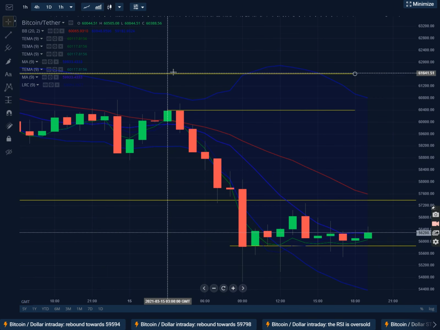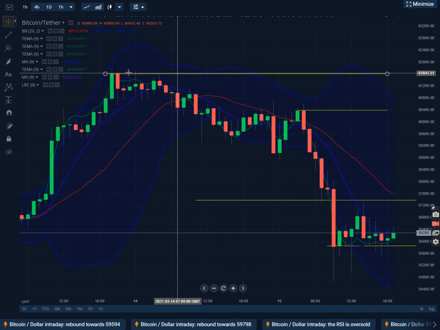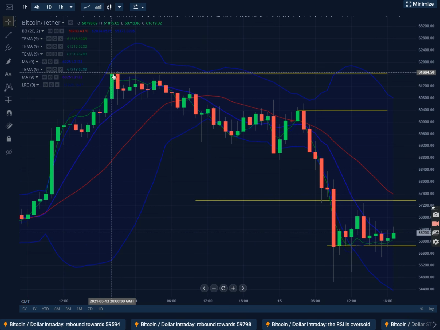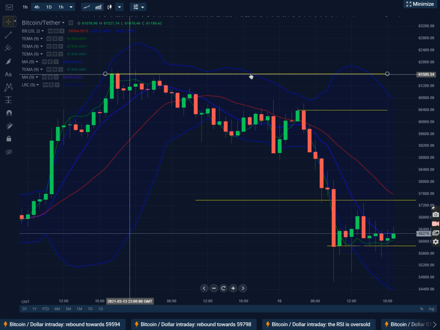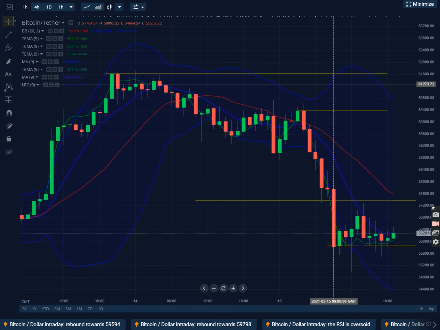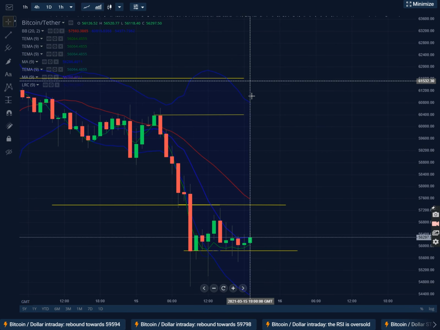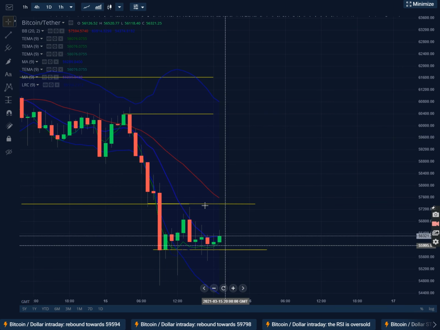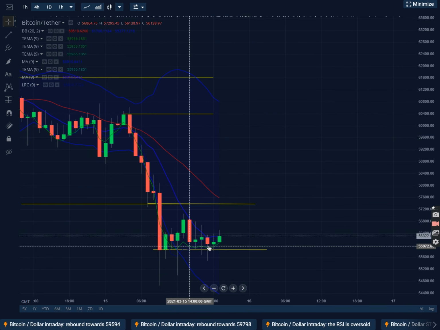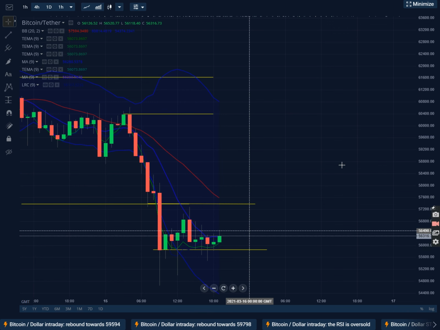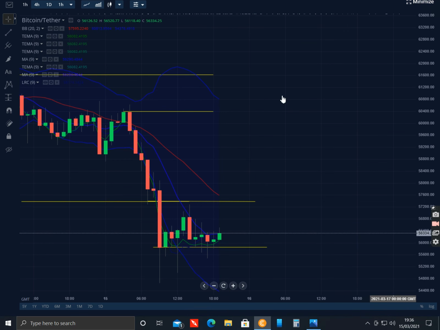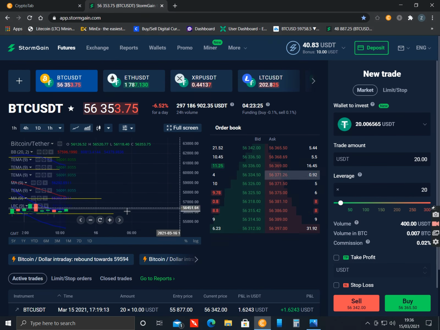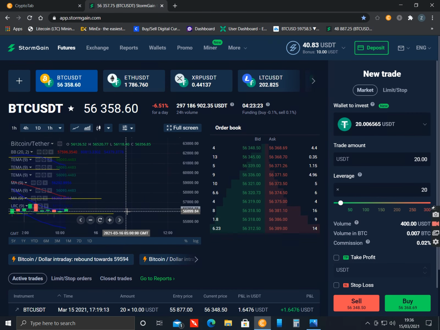And then this very top line is the all-time high. This is where the all-time high was yesterday, I think it was. I've drawn that in just to show me where the all-time high is. But yeah, that's what's going on at the minute, what I think's going on. I have placed 2 trades, and I have gone in a buy, so I actually think it's going to go up, which is going against what Stormgain have said.